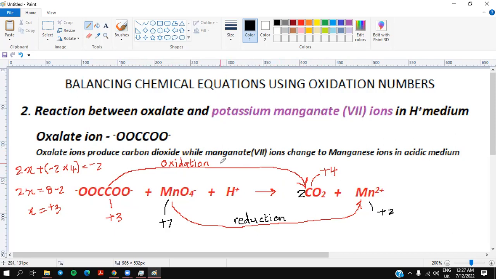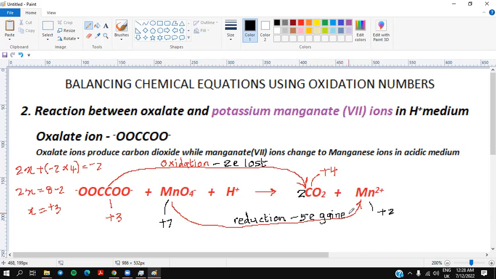And how many electrons are lost? For 1 carbon, 1 electron is lost. For 2 carbon, we can see 2 electrons lost. And here for reduction, Mn plus 7 goes to plus 2. It has gained 5 electrons. 5 electrons gain.